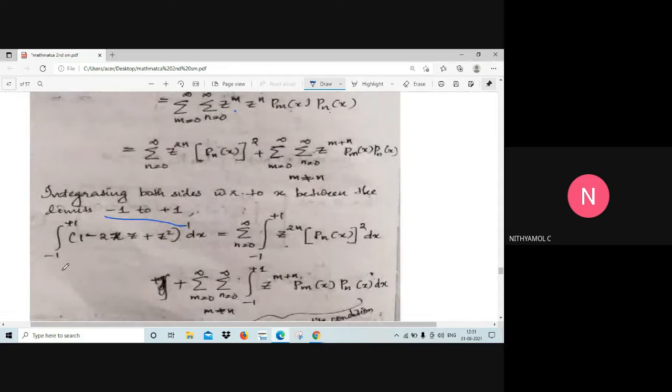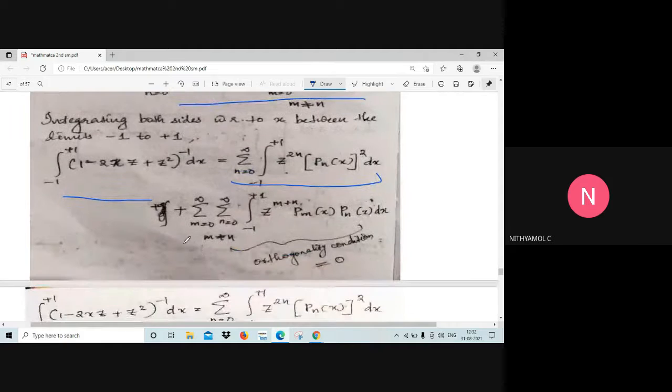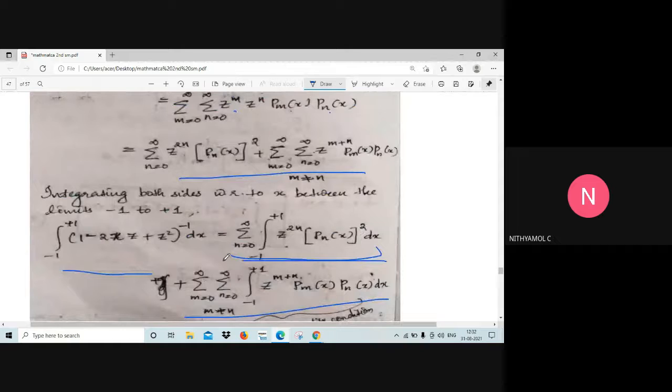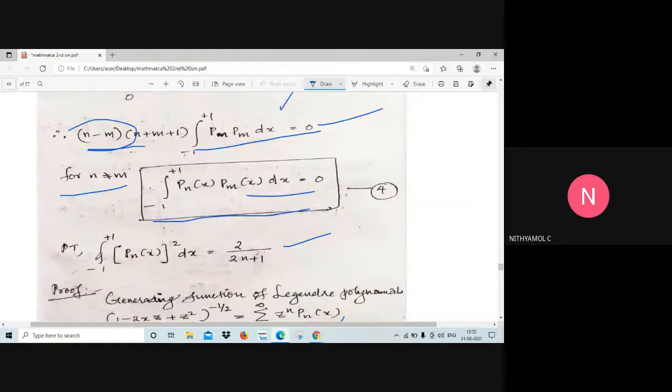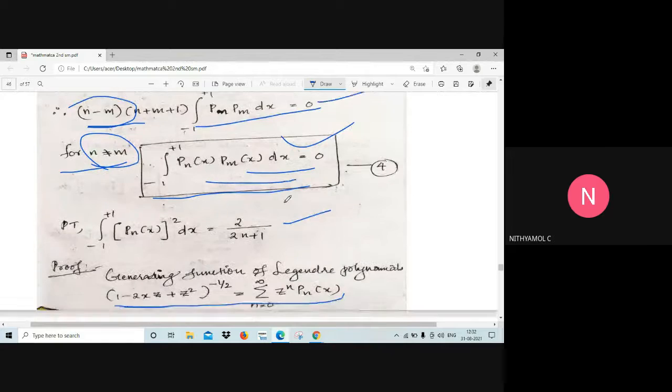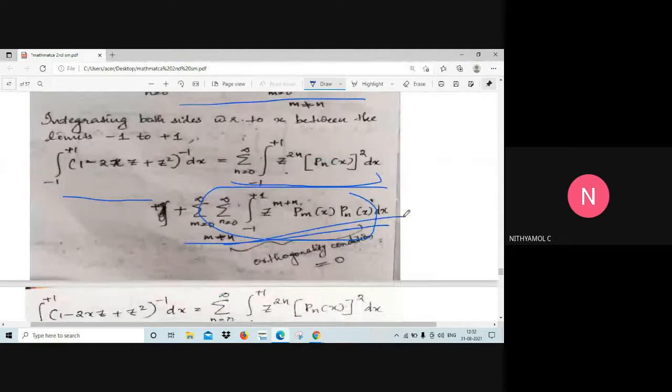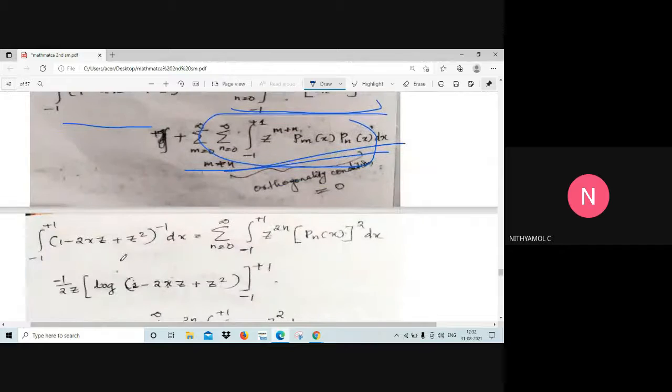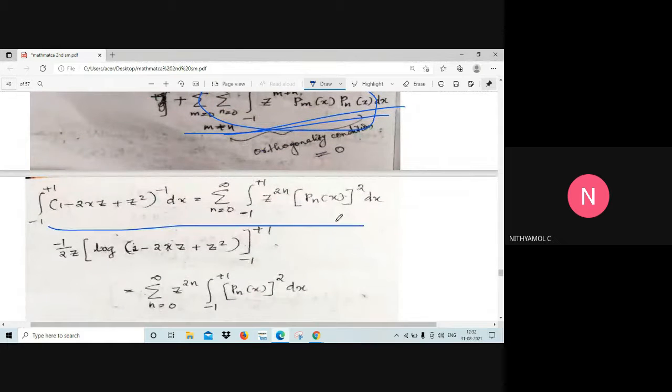So integral from -1 to +1 of (1 minus 2xz plus z square) raised to -1 dx is equal to the summation over these two terms. But the summation over the second term will be 0. Why? Because we already proved that for n not equal to m, this term is equal to 0. The same term came here, so this term is equal to 0. Then we have only these two terms, the left hand side and the right hand side.